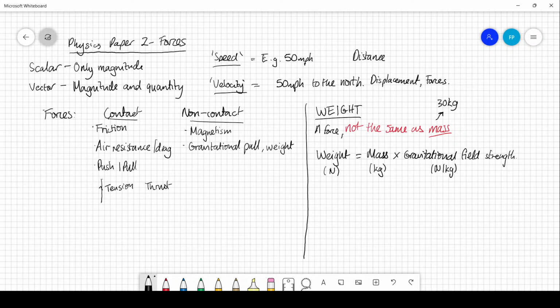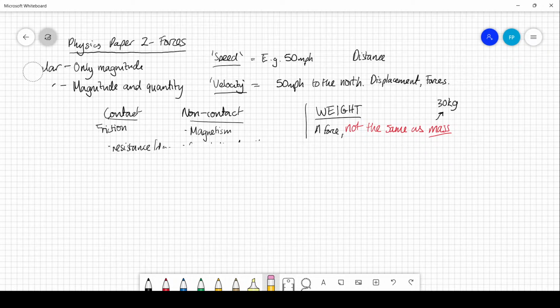For example, an object weighing 10 kilograms has a weight equal to its mass, which is 10 kilograms, times the gravitational field strength, which is about 9.8. So its weight is about 98 newtons. Next after this, we will look at interacting forces.